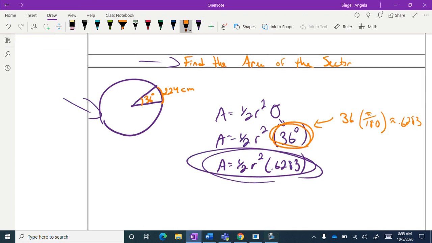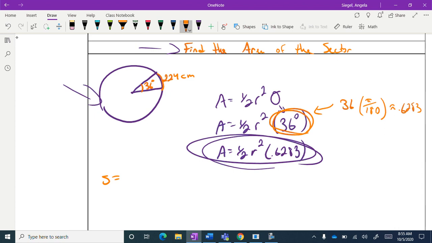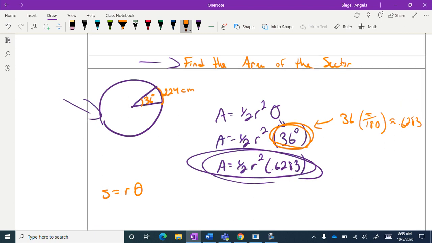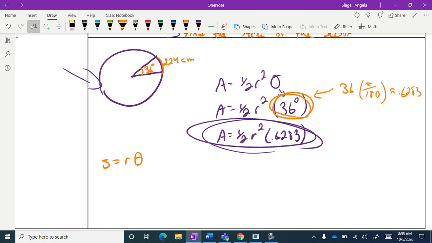So let's go this route. S equals r theta, because I have S, which is 224. I'm looking for r, but now I have theta, that's 0.6283. So I can solve for r here. So r ends up being about 356.512-ish centimeters. Again, I'm going to keep that in my calculator.